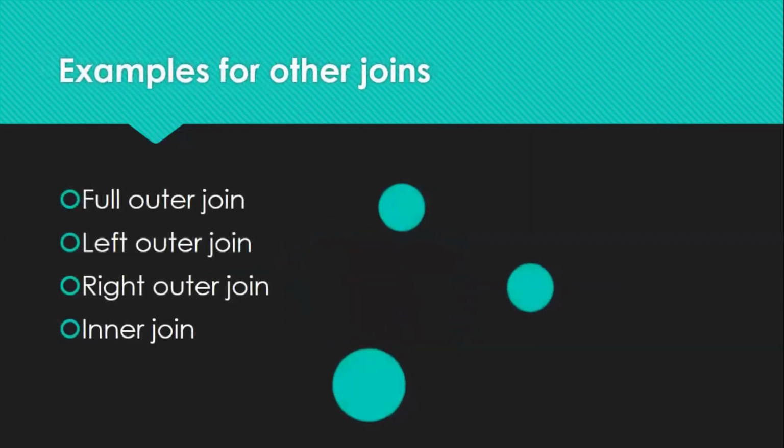So there are different types of joins. These are the examples for other joins: the full outer join, the left outer join, the right outer join, as well as the inner join. In this video, we'll be talking about the inner join. In my next videos, we'll be talking about these other joins as well. So let's see the questions regarding this join. Let's move on to the questions.